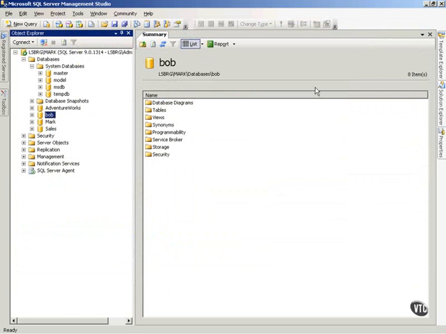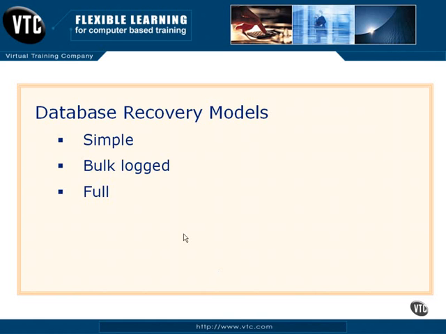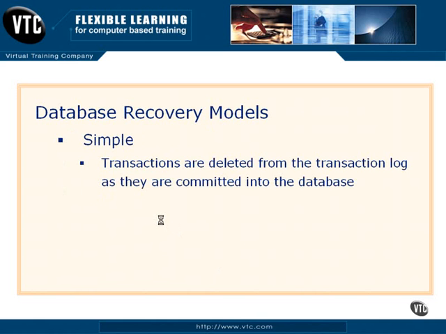Now, let's go back out and talk about the various models and how they're going to affect you. Okay, the first up is the simple recovery model. Now, in the simple recovery model, be aware of this. Transactions get deleted from the transaction log when they're committed into the database. Now, what that means is transactions get written into the transaction log. We wait for a commit to happen. As soon as that commit happens and that gets written into the database, they disappear out of the transaction log.